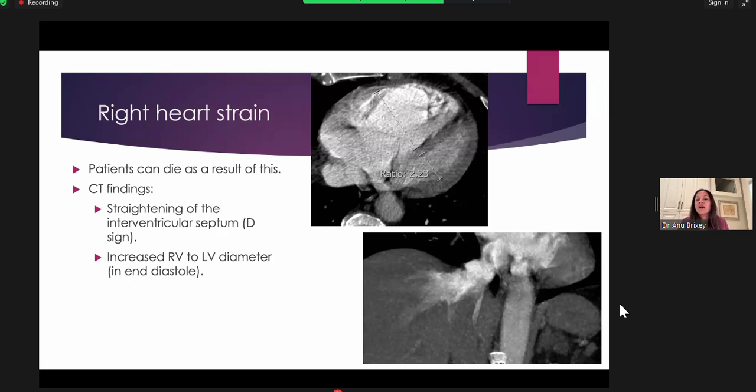So does it matter whether or not their RV to LV ratio is increased in the setting of pulmonary hypertension? Well, if you already know they have pulmonary hypertension, we know that at some point the pressures are going to increase in the right heart. So it almost doesn't matter whether or not your RV to LV is increased. Does that make sense? Yeah, definitely.